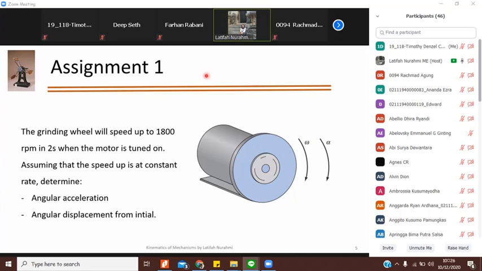So you have two different things here. The first one is accelerations, angular acceleration. We know that it has 1800 RPM as the velocity after 2 seconds. And then we want to find what is the distance. Here we call it the angular displacement from initial.